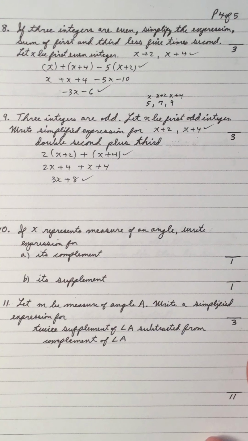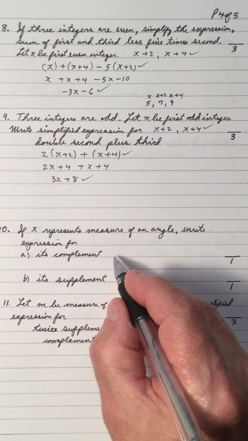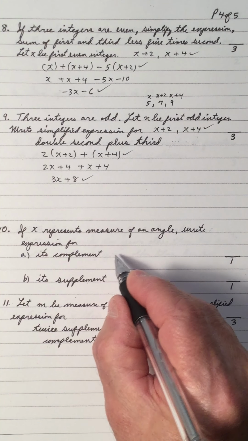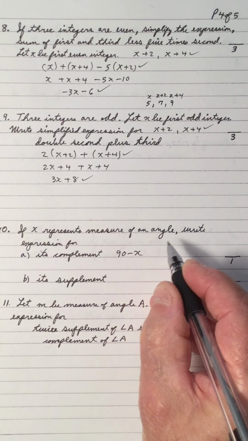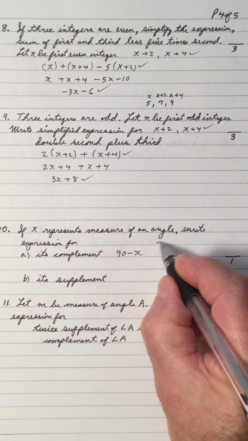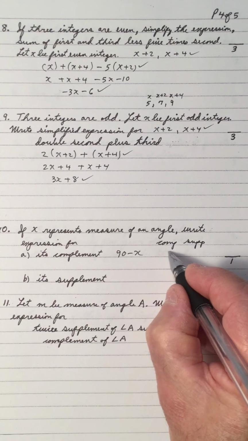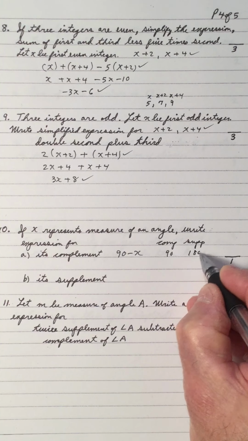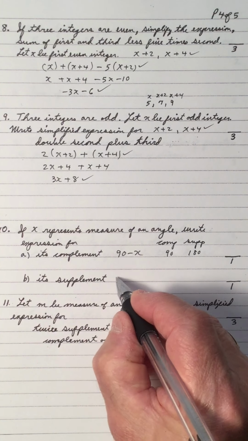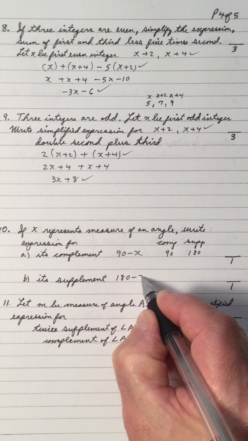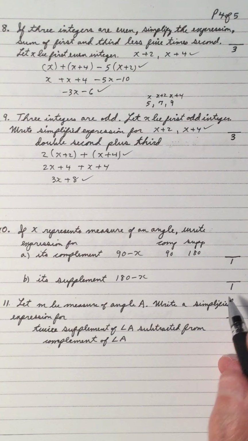Number 10. If x represents the measure of an angle, write the expression for its complement. So its complement is add up to 90. So if one angle is x, its complement is 90 minus x. Remember, a complement, supplement, think about 90 and then 180. C before S, 90 before 180. If you got an angle x, the supplement is 180 minus x. If you have those two, give yourself a mark each.